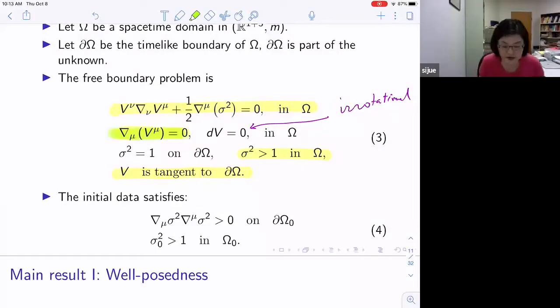Now we also make some assumptions on the data. We assume that initially the fluid occupies the whole domain, so there's no bubble inside. In other words, the pressure is strictly greater than 0 inside. In fact, we assume more than that, and you can see why.